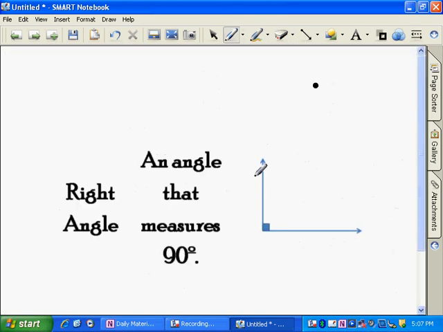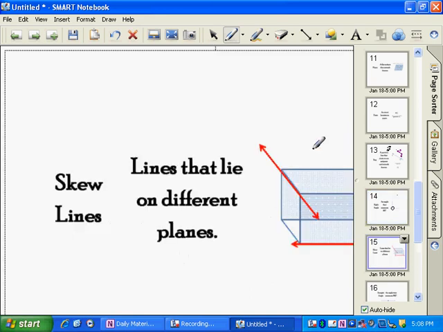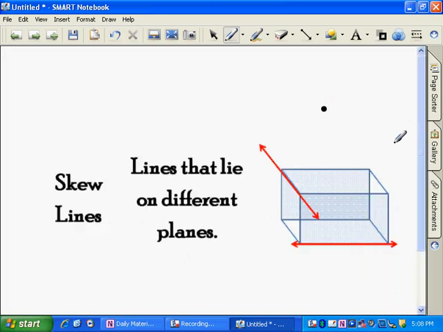Then we have a right angle, which we've talked about. A right angle is an angle that measures exactly 90 degrees, and that's what this little symbol here illustrates. Then we have skew lines. Skew lines are lines that lie on different planes. So this plane is different than this plane down here, and they will never cross or touch because they're on different planes.